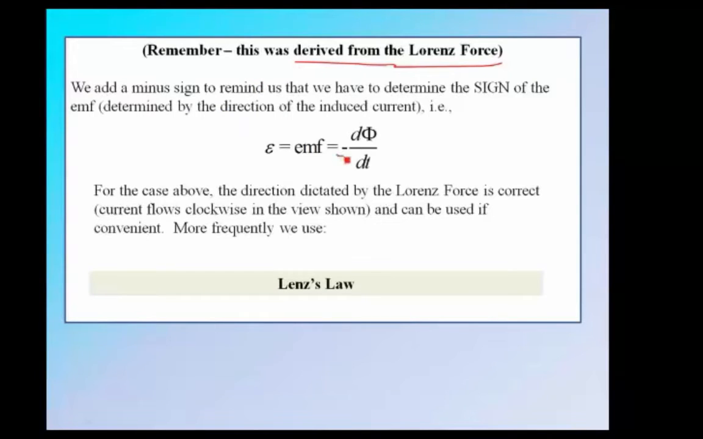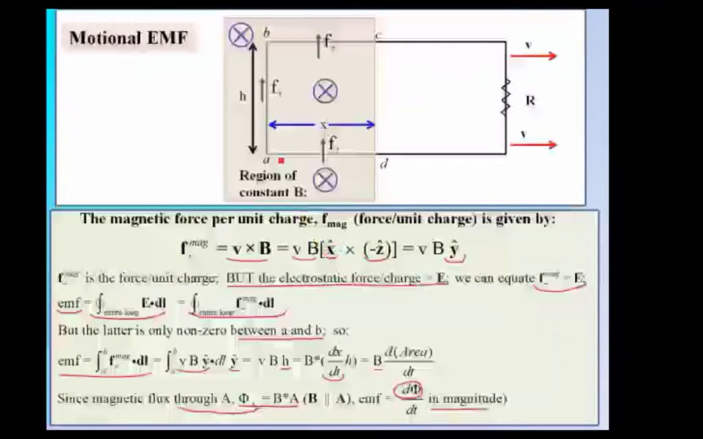Normally what we do is add a minus sign to remind us how we determine the polarity of this EMF. For the case that we've just done, the direction dictated by the Lorentz force is actually correct, and so the current flows clockwise in the view shown. That's convenient, but more frequently we use Lenz's law. So let me just go back and note one thing again.